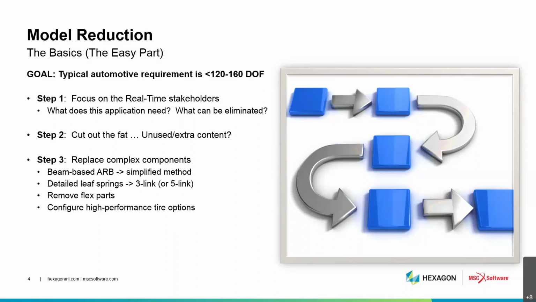Okay, step 3, you've got some obvious candidates that you can't necessarily keep up with in real time. So I should back up and talk about the overall goal here. Typically what we've been seeing is we're talking about getting this model down to somewhere in the 120 to 160 degrees of freedom for applications in the 500 to 1000 hertz range. So when you look at something like a beam-based anti-roll bar or a beam-based leaf spring, those may contribute hundreds of degrees of freedom on their own. So they've got to go.